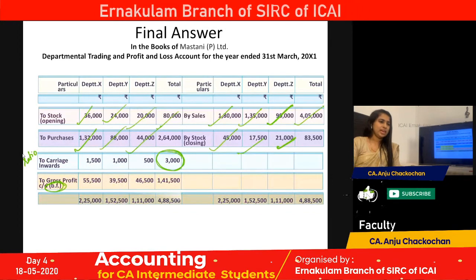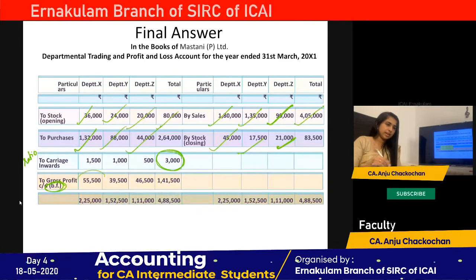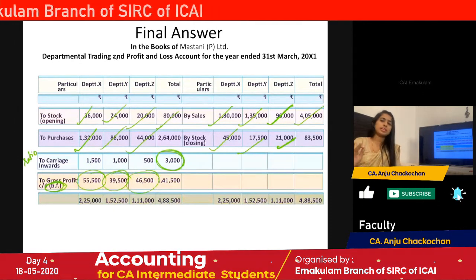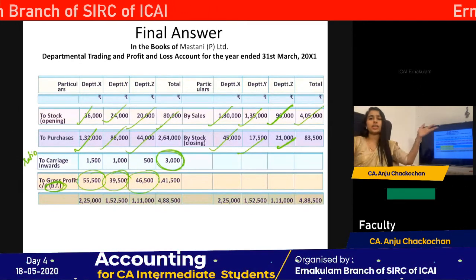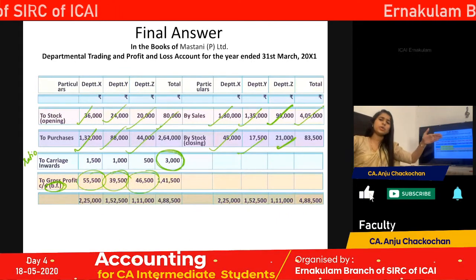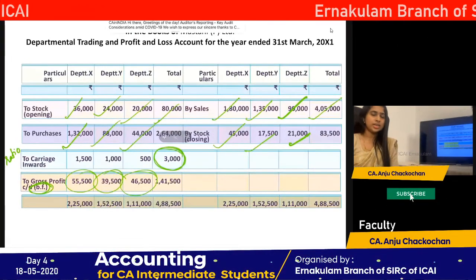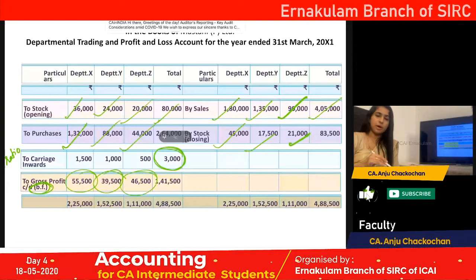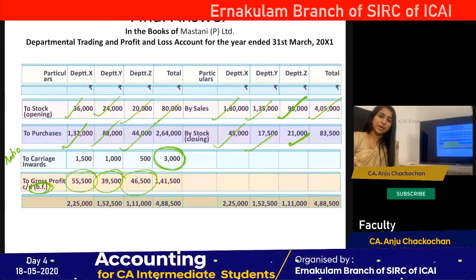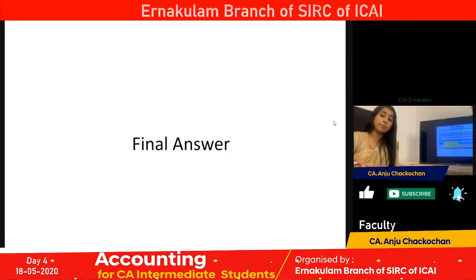Yeah, GP figures are given here. It is 55,500, 39,500 and 46,500. It is just the balancing figures. GP is nothing but the balancing figure. Once you have the opening stock, purchases, closing stock, sales, carriage inwards, you just have to balance it and you will get the GP amount. So the GP amounts are 55,500, 39,500, 46,500. Now, once we are done with the trading account, next is our profit and loss account.